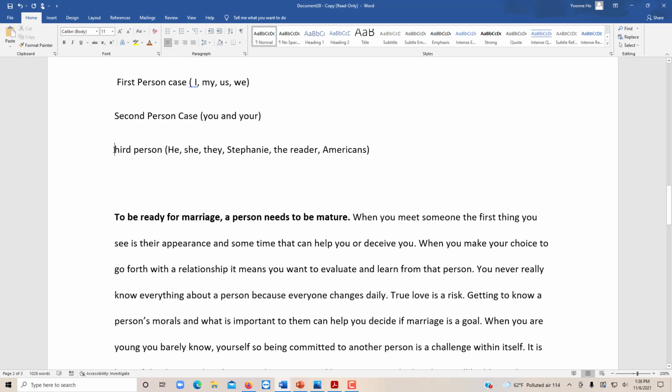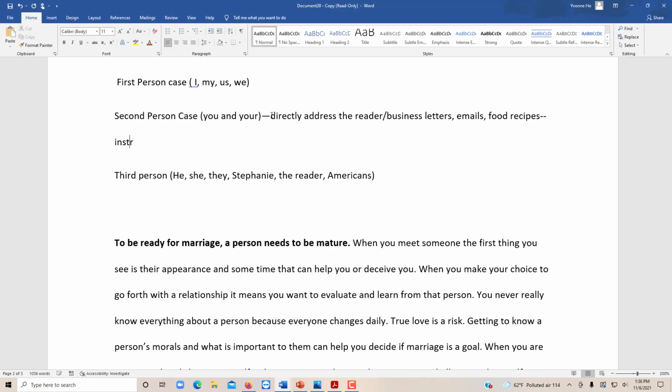Okay, second person case is when you directly address the reader. Second person case is used in business letters, emails, food recipes, or whenever you want to instruct someone how to do something. Or a call to action. In other words, you want to get someone to do something. And so in these cases, we use second person case.